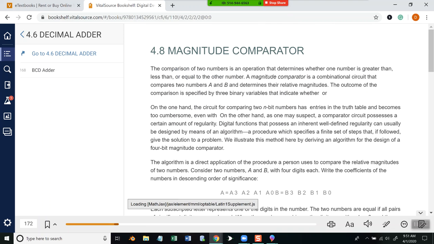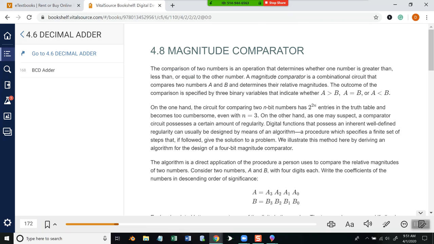Okay, 4.8 magnitude comparator. I find this interesting, how they came up with the idea that you could use voltage to represent A is greater than B, A is less than B, A is equal to B. It's just fascinating to me. Makes sense when you're a computer programmer. You know everything gets converted to voltage. Everything's going through circuits inside the computer and so forth.